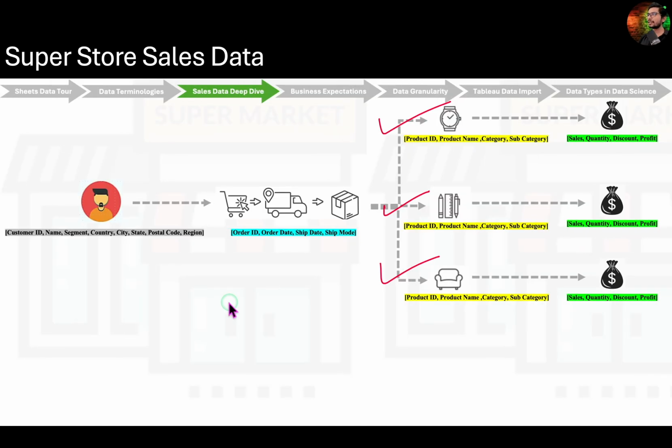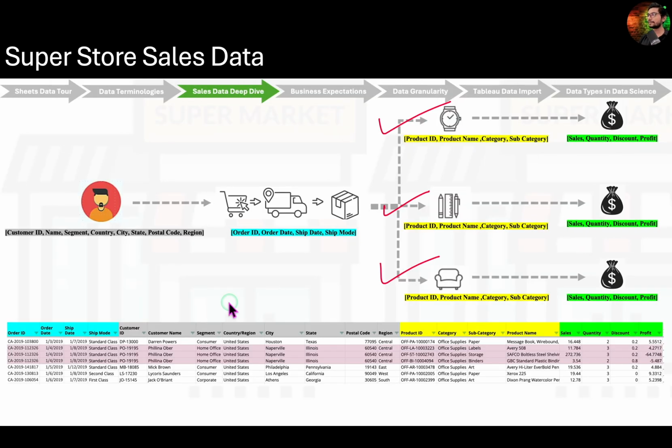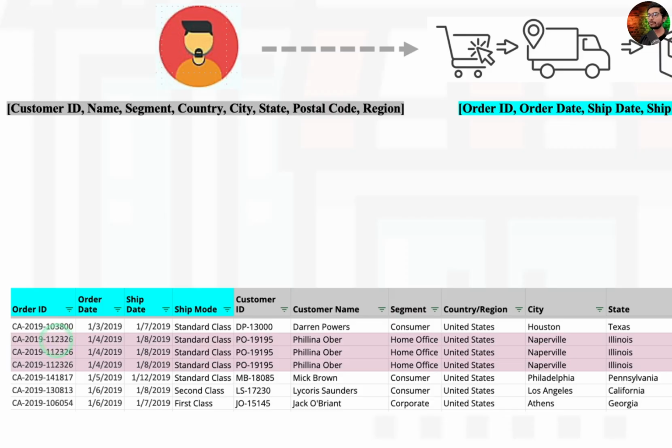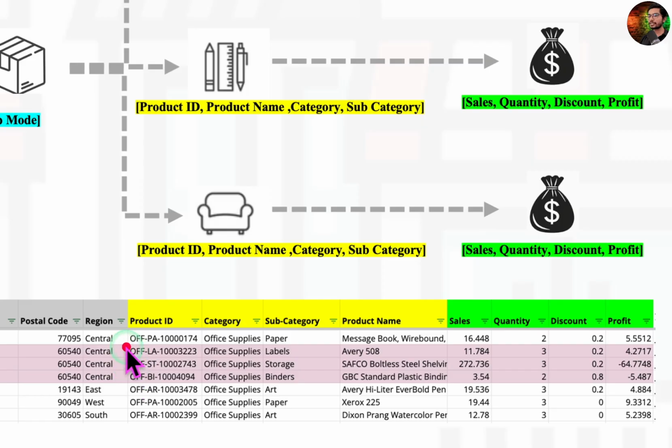Perfect. Now let's take a look at the actual sales data snapshot. Notice how order number 112326 follows the same structure we just discussed. It takes up 3 rows, one for each product in that order. The order ID stays the same across these rows because they belong to the same transaction. However, the product ID, product name, sales, quantity, discount, and profit values differ for each row since they represent different products. So this is how businesses track sales at a granular level.